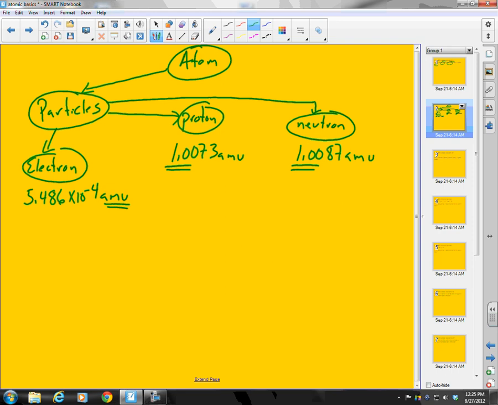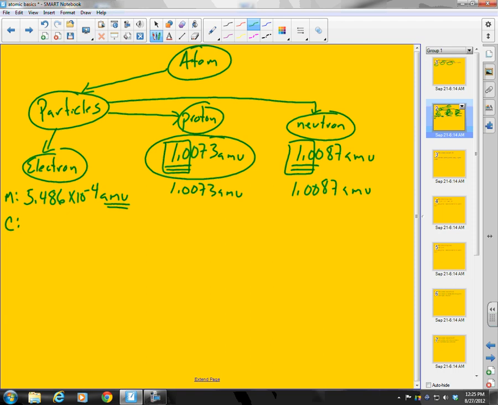Because when you look at only 2 sig figs, then we'd say that the mass of the proton is 1.0 and the mass of the neutron is only 1.0 AMUs. Now, for this class, we need to know the whole thing. 1.0073 AMUs is the mass of the proton, and 1.0087 AMUs is the mass of the neutron. Good.